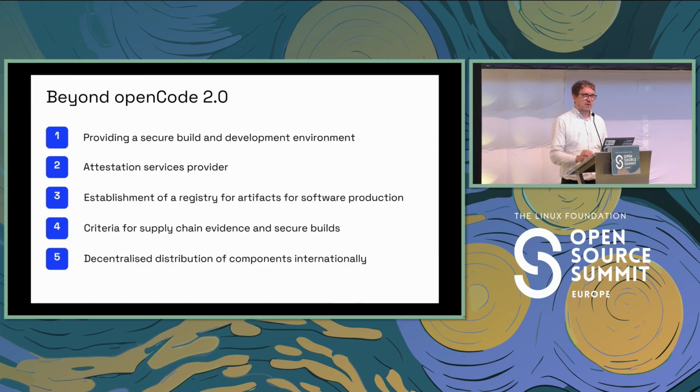So technology-wise, this would mean we are now talking about building a secure build and development environment. The development environment is already there. Attestation through the whole supply chain, for sure, that's an important point. Registry, which we already started with in OpenCode. The criteria for this supply chain evidence, and all around setting this infrastructure up as decentralized as possible.